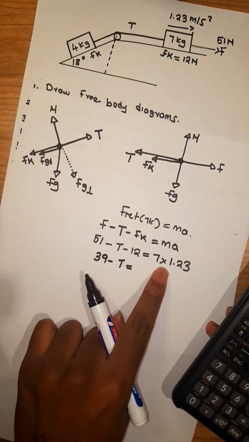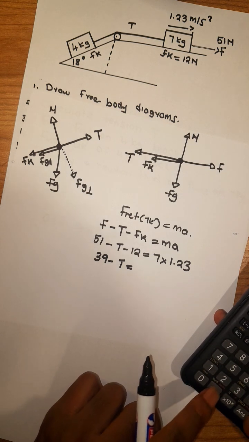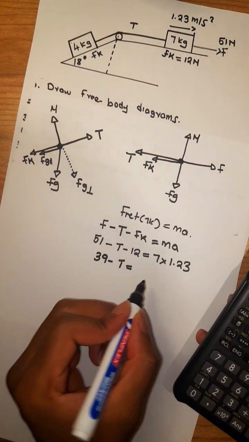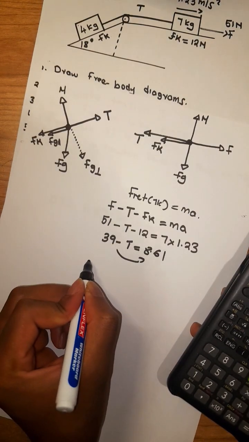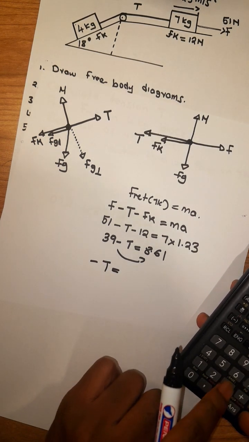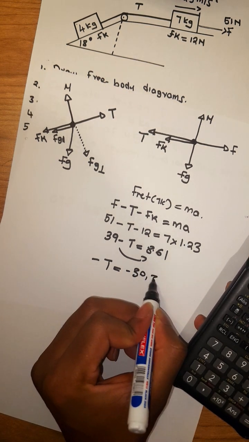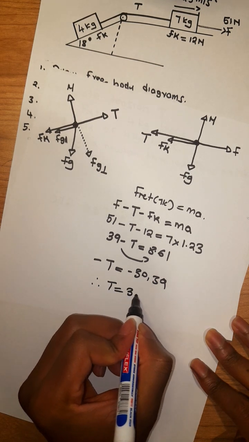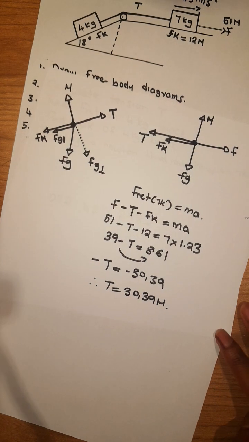So just say 7 multiplied by 1.23. What is 7 multiplied by 1.23? It is going to give you a value of 8.61. So we want to take this value to the other side. We end up having minus T that equals 8.61 minus 39, that equals minus 30.39. So therefore you realize that your tension is the same as 30.39 newtons. Well, that was easy enough, right?